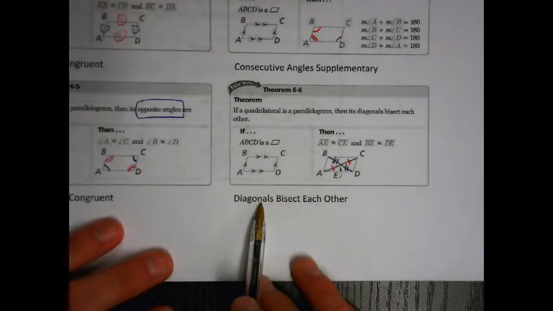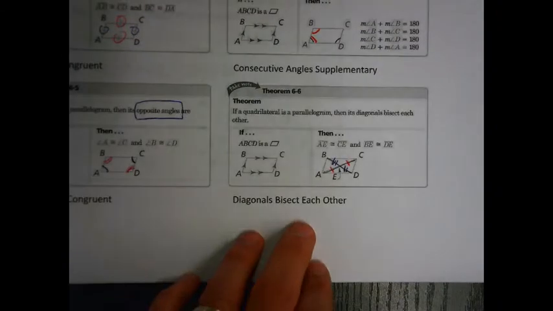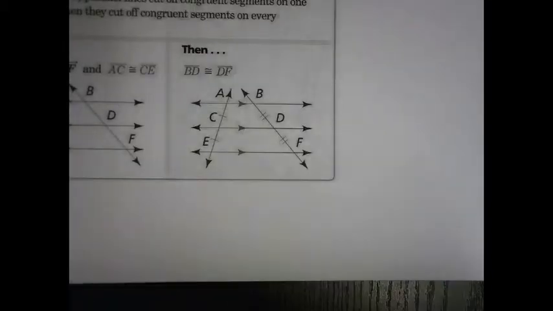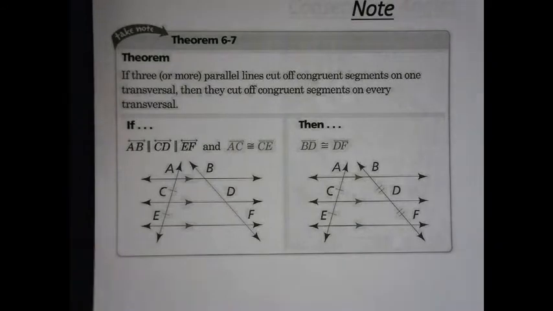Here we go. If a quadrilateral is a parallelogram, then diagonals bisect each other. So that's the case. That defines a parallelogram. Those are good notes to know. We also have a note here. It's like a random thing. It's almost like, since we're talking about stuff, may as well throw this in there.